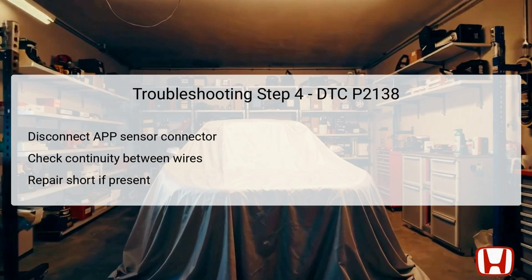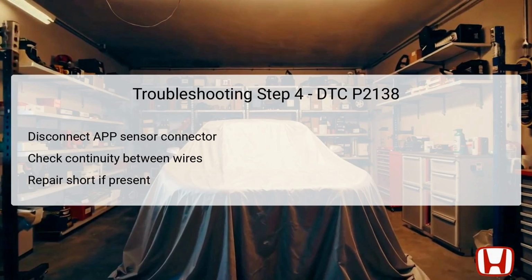In the fourth troubleshooting step, the focus shifts to checking for shorted wires in the APP sensor circuit. Start this process by disconnecting the APP sensor 6P connector to isolate the circuit. Then, check for continuity between the APS1 line, yellow wire, and APS2 line, purple wire, from the ECM connector A, ensuring both the ECM and APP sensor connectors are disconnected.